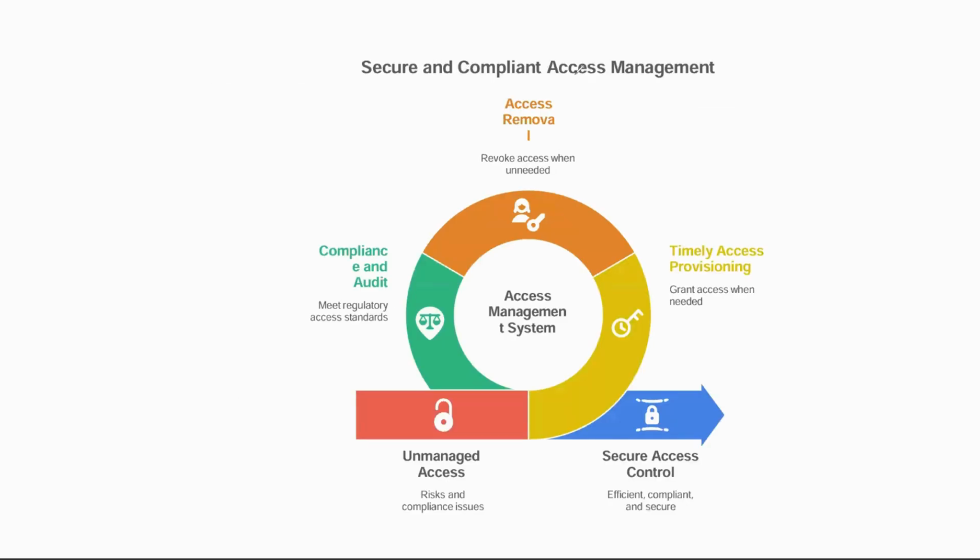So secure and compliant access management. Whenever we start the whole thing, we start with unmanaged access, because of risk and compliance issues. Then we move into timely access provisioning, granting access when needed, then removing the access, and then compliance and audit, meeting the regulatory access standards, and eventually you move into a secure, efficient, and compliant system. The journey overall starts with unmanaged access, because if there is no issue or gap, why would you even get a tool? So you move from unmanaged access to a point where you're securing all your controls.